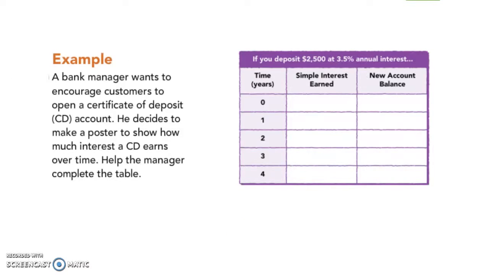All right, so if you deposited $2,500 at 3.5% annual interest, I'm not going to do all of these. Let's just jump to 4 years. We'll just say after 4 years. So I'm going to first write my formula. I equals P times R times T. And I want to find the amount of simple interest. So I is what I'm trying to find.